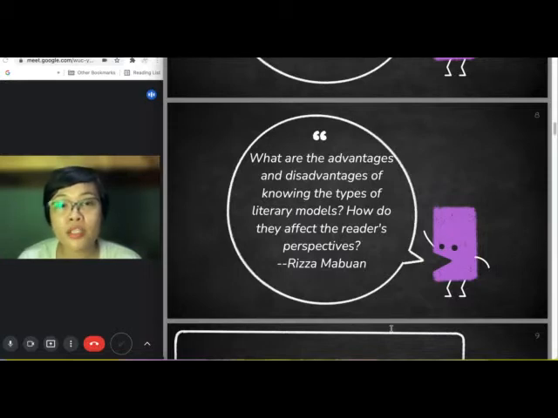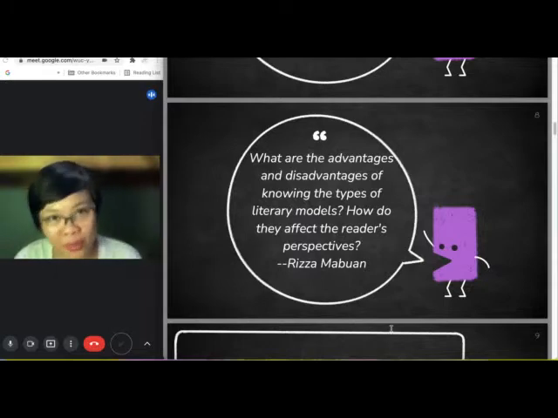But you need to take note that aside from models, we have approaches, and there are also literary theories. So there are many ways of analyzing a literary piece. Okay? So like I said, you can only win.